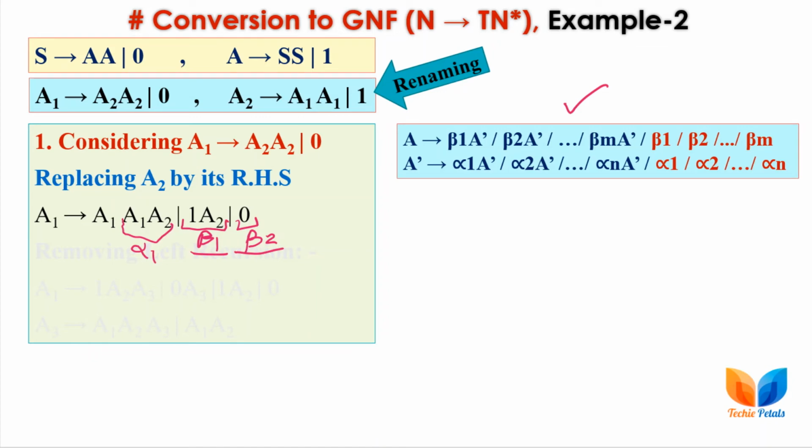and then we will introduce a new non-terminal. Here we were introducing a dash, but in GNF conversion we will introduce the new non-terminal as A3, because we cannot go with A2 or A1 dash, so we have to introduce a new non-terminal. So corresponding to A1, after removing left recursion, we write the betas: beta 1 A2 A3. Only one left recursive rule is here, but we have to write all the betas. Beta 1 is here, beta 2 is 0, 0 A3. Instead of A dash we are taking A3.